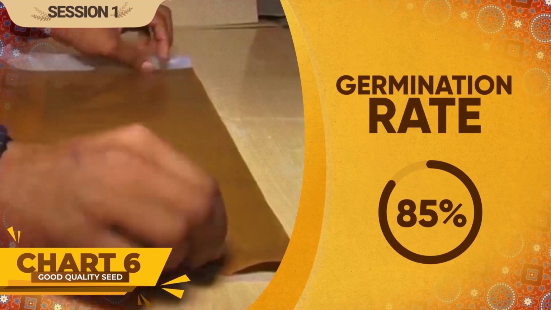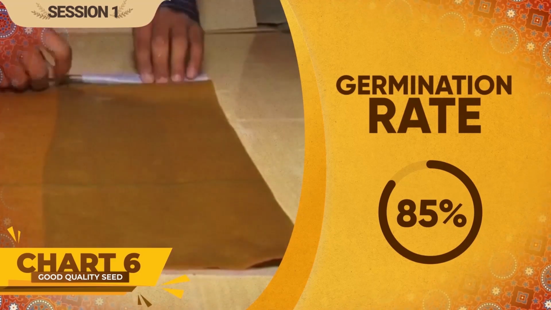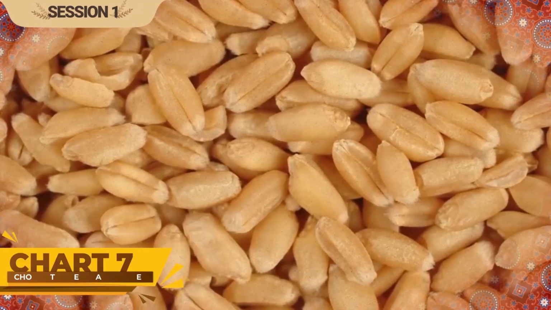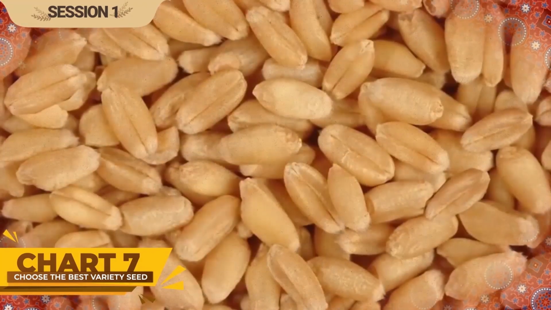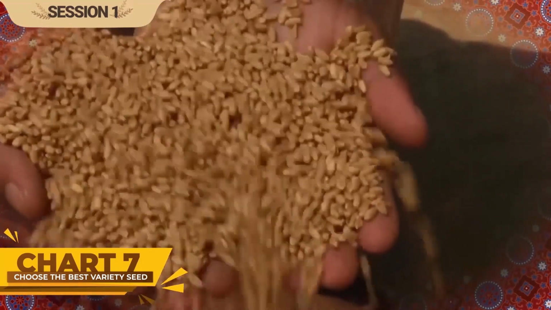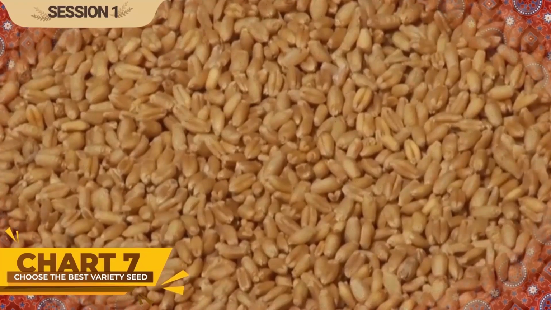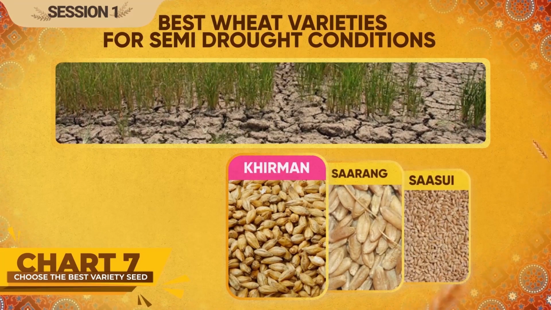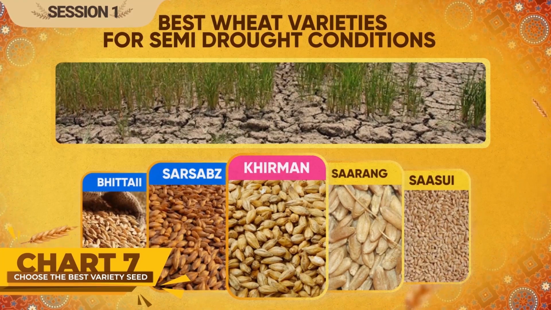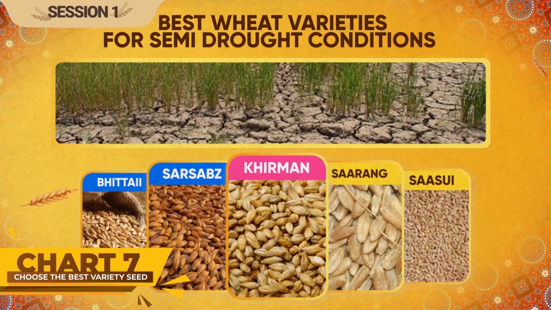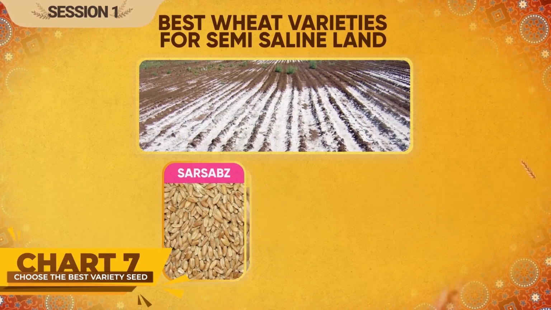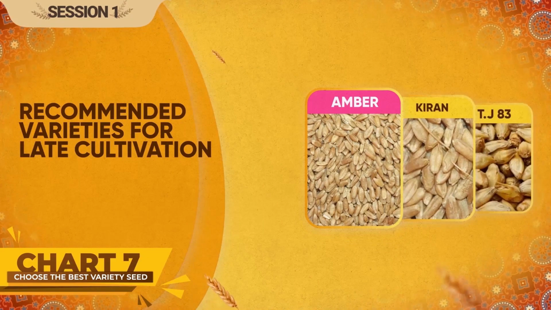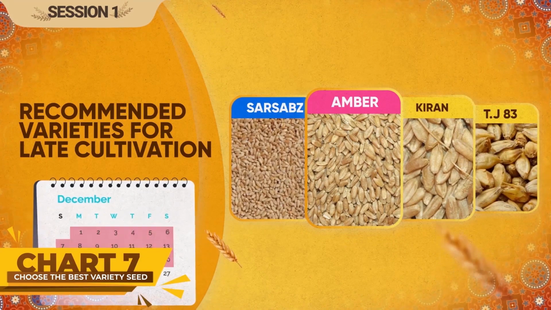For seed germination analysis, soaking seed in a jute piece for 2 weeks is a recommended process. Choose the best variety seed. Select a variety that suits your growing conditions. For instance, it may not always give the highest yield but will be influenced by the availability of water, etc. Yemen, Sarang, Sasue, Sazabts and Bittai are the best wheat varieties for semi-drought conditions. Sasabs, Kruan and Bittai are good for semi-saline lands. Umbar, Kruan, Sazabts and T.J83 are good for late cultivation.